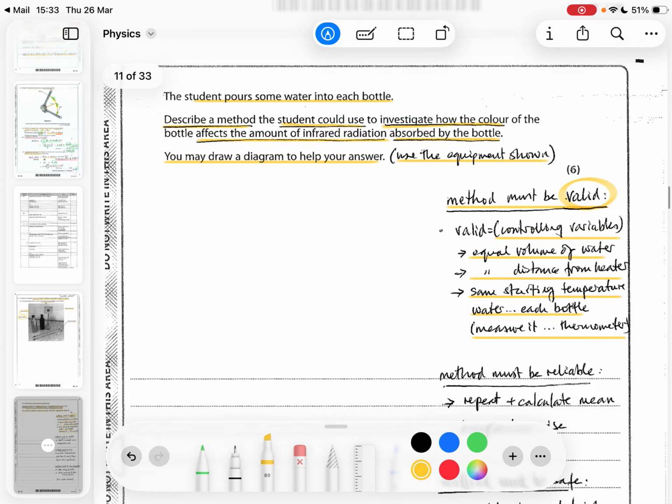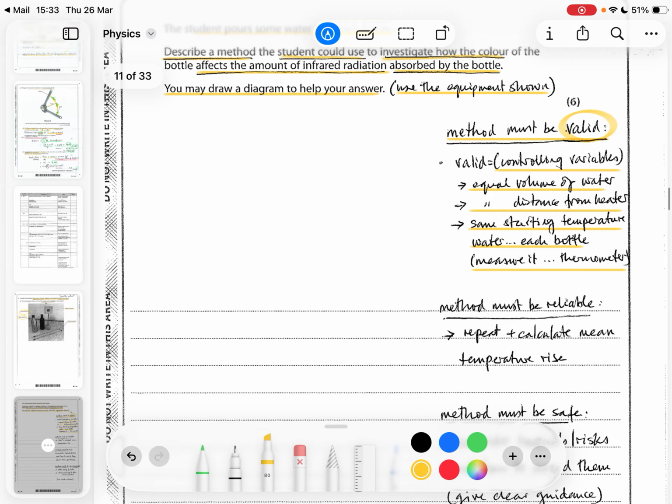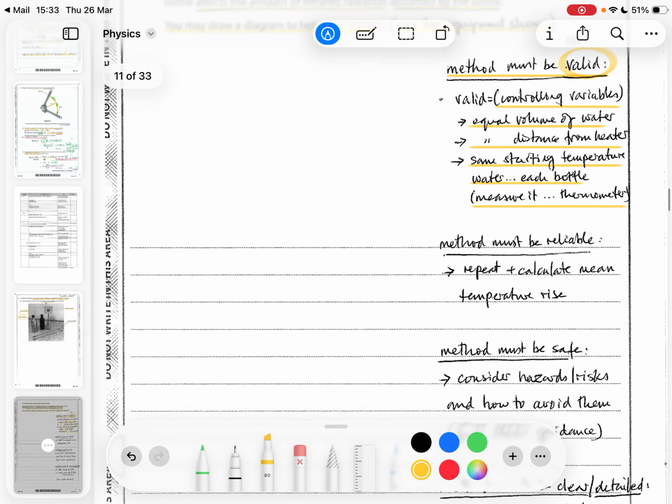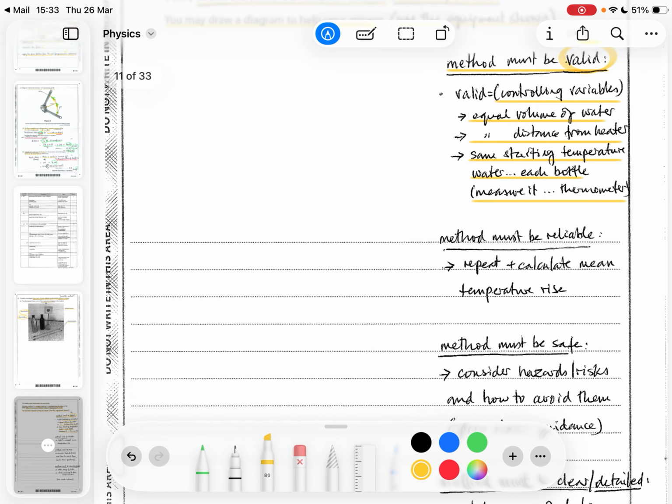Okay? So, I'm not sure the measuring bit should be here. I suppose the measuring bit maybe you could put in the method. So you need to take measurements, so the amount of water and then the temperature change. And do it for the same amount of time, obviously. Repeat and calculate the mean temperature rise.